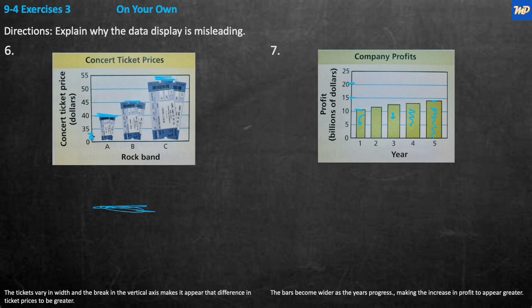So on 7, the bars get wider. The data is correct, but the bars get wider, which makes you think there's a greater revenue. And for the ticket prices, the tickets get bigger, way bigger, but they shouldn't be fatter. They should be way longer if they're going to match all the data.